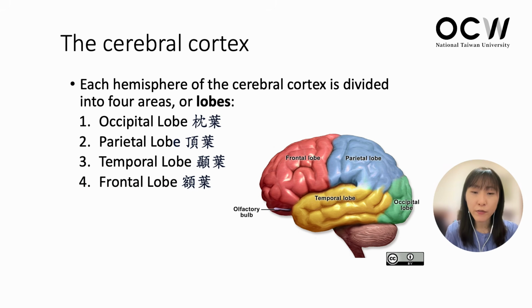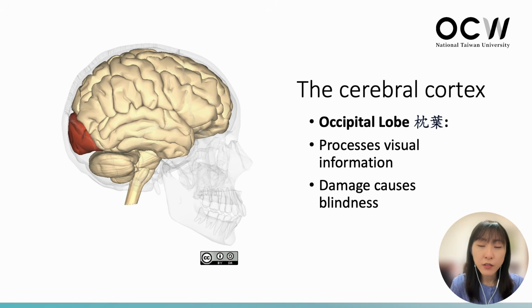Each hemisphere of the cerebral cortex can be divided into different areas. So we mainly divide it into the occipital lobe, the parietal lobe, the temporal lobe, and then the frontal lobe. We will cover them one by one. The occipital lobe is located at the back of the cortex, and it is in charge of your vision, and damage causes blindness. So sometimes a person may have vision issues, and then they probably will go to the eye doctor, but afterwards they find out that it is the brain that has something going on.